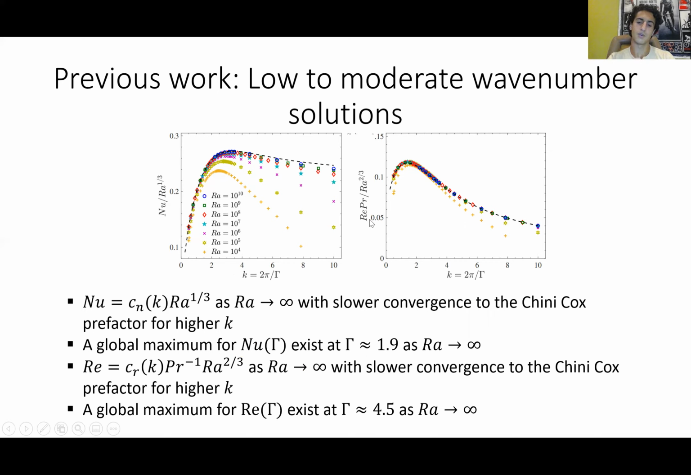Similarly, the Reynolds number approaches a constant as Rayleigh increases. It does it actually much quicker than the Nusselt case, but again, for larger wave numbers, it takes a little bit longer to reach this asymptotic scaling. But the fact that this approaches a constant suggests that the Reynolds number should scale as Prandtl to the -1st times Rayleigh to the 2/3 as Rayleigh goes to infinity, and a global maximum occurs for this graph at approximately gamma equaling 4.5.